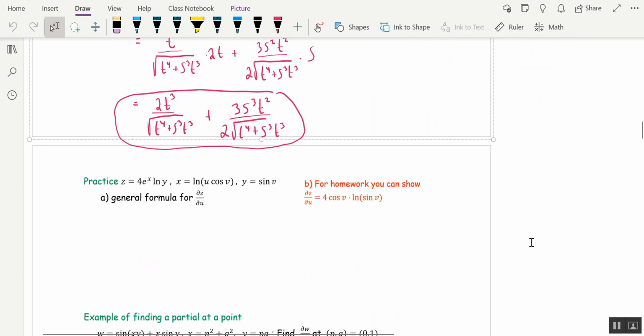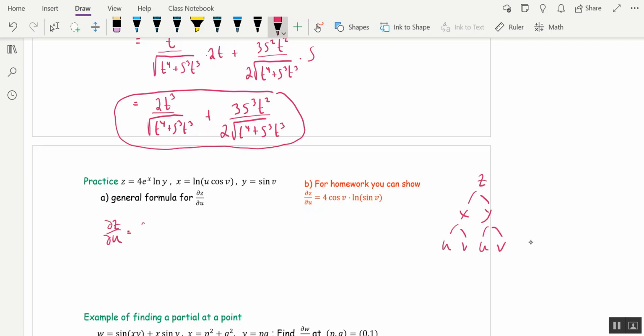Here we've got a function z of x and y. So z is at the top, and then I have an x and a y, and I can see that x and y are functions of u and v. All right, let's write down a general formula for del z del u. That's del z del x del u plus del z del y del u.